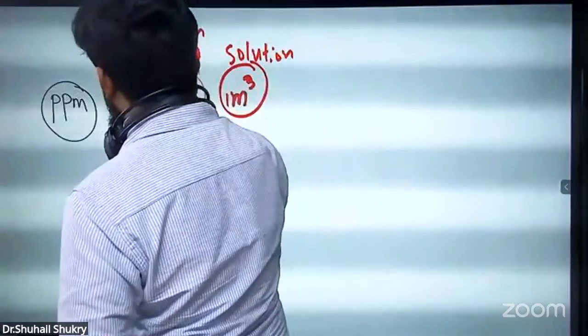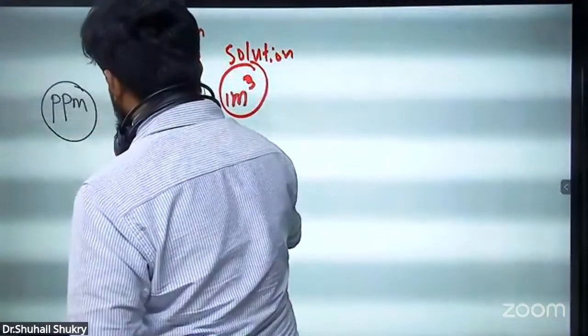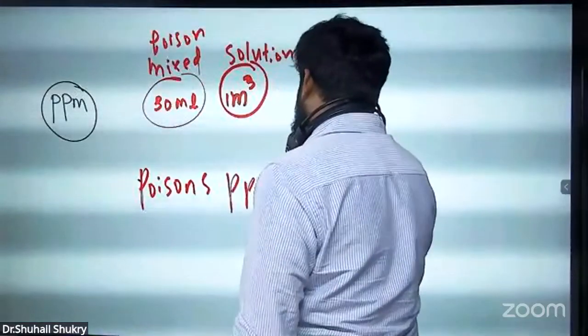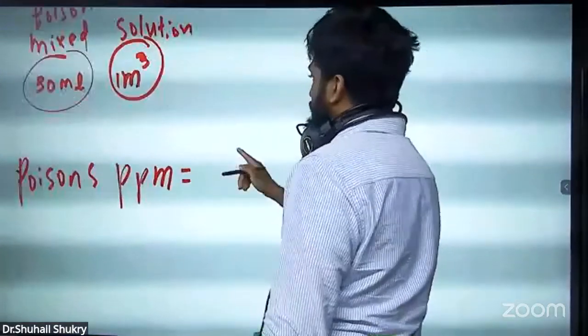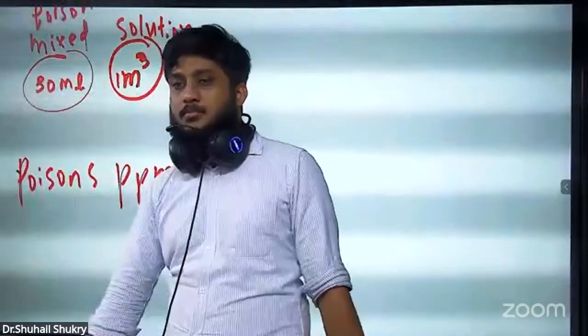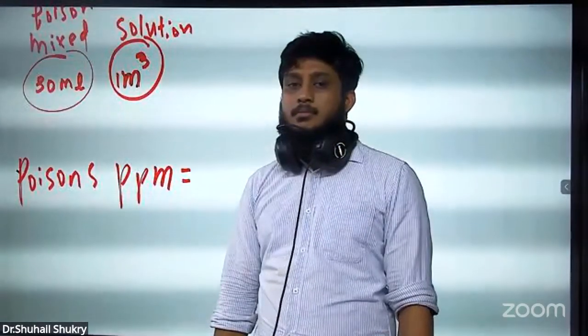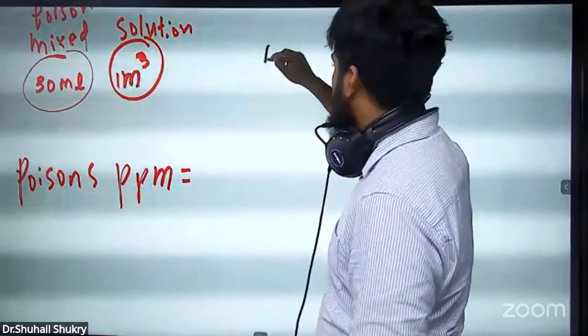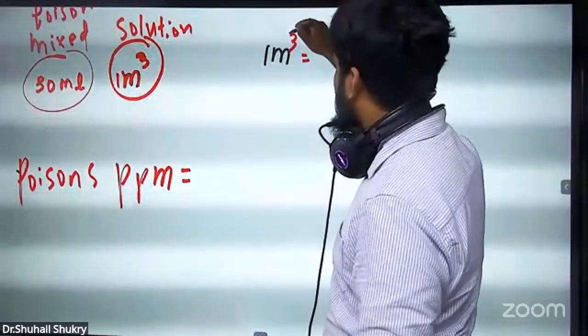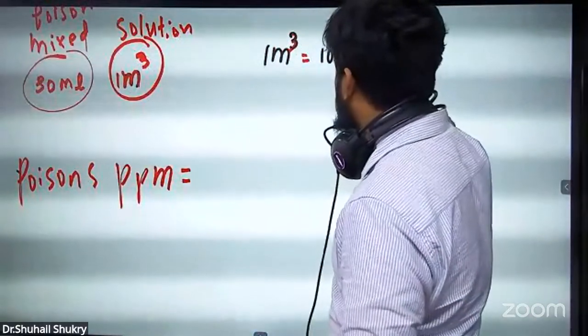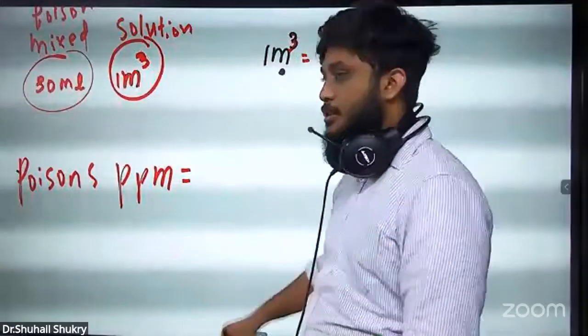So the ppm of the poison. First of all, you have to check. This cubic meter you have to convert to milliliter first. How many liters is 1 cubic meter, guys? 1 cubic meter is equal to 1,000 liters.